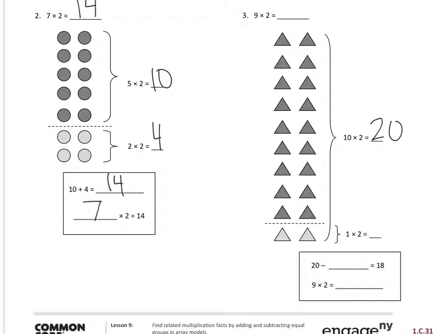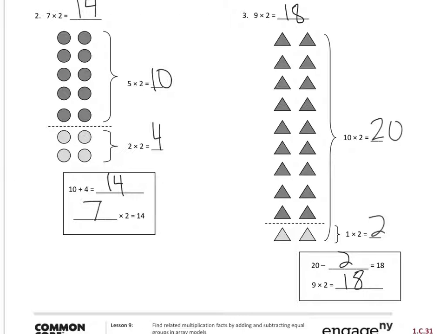Okay, and then I add that extra array, the extra row down at the bottom, so you can see that my 10 times 2 is my whole thing. But I want to get rid of that extra row because I don't really need it. So 1 row of 2 is 2. So now what I'm going to do to figure out my answer, 20 minus that extra row, which was 2, equals 18. So 9 times 2 equals 18. And I can write it up here at the top too.